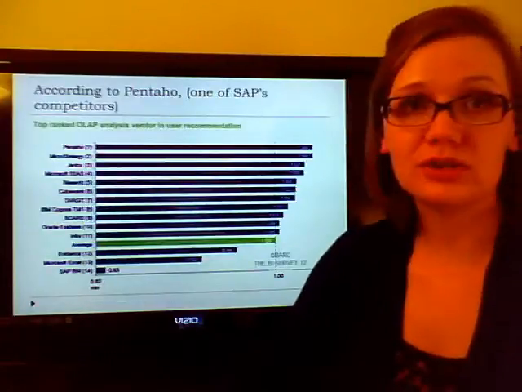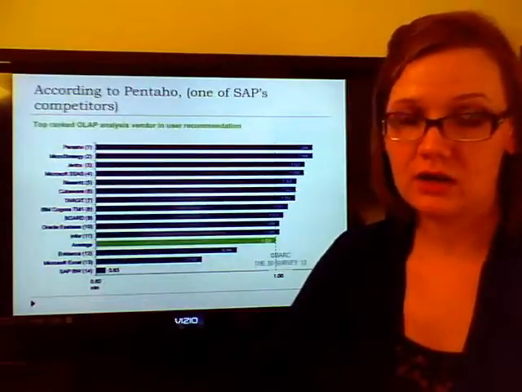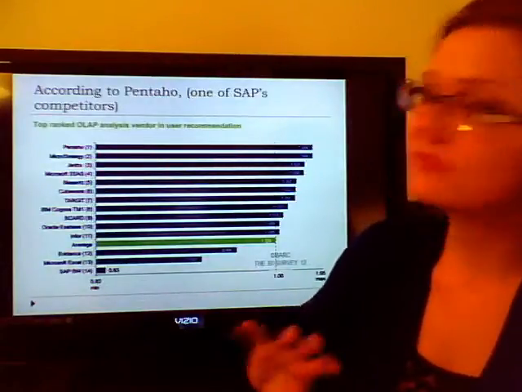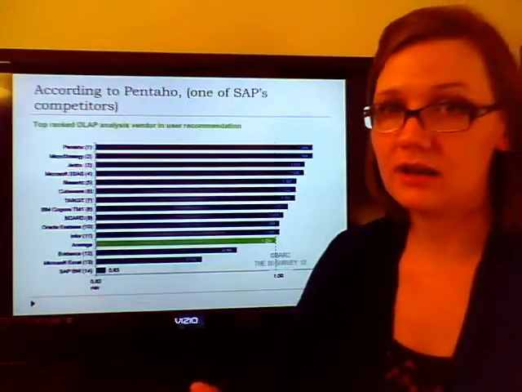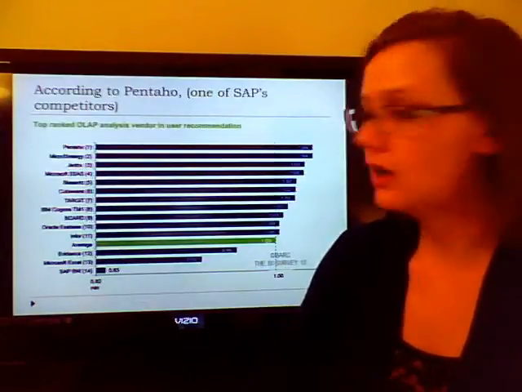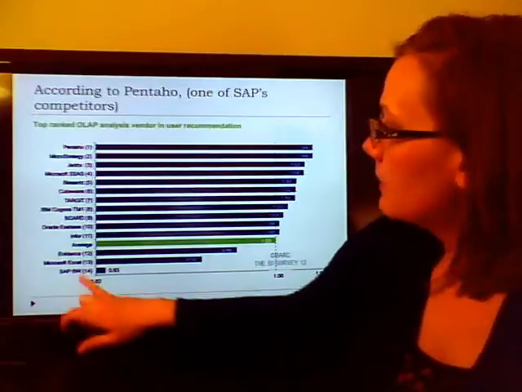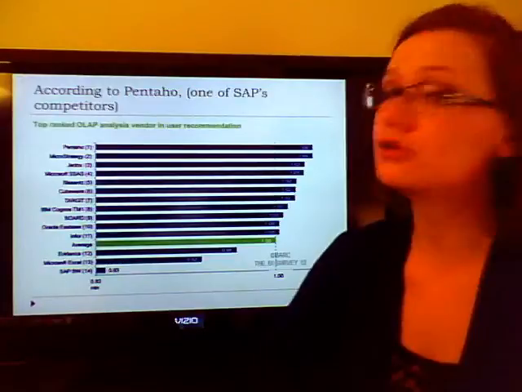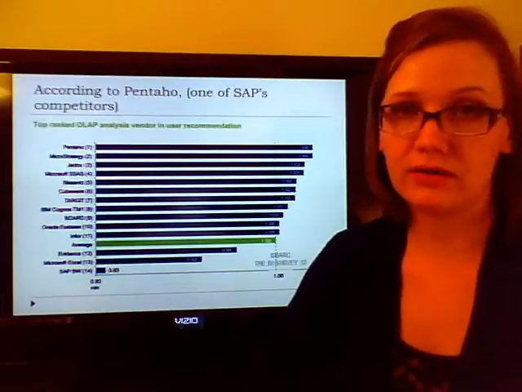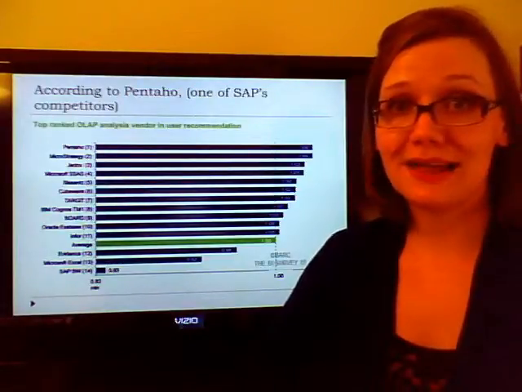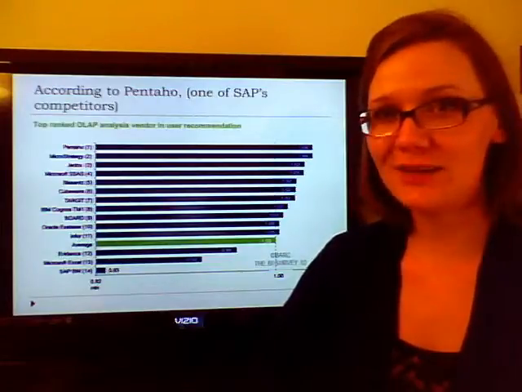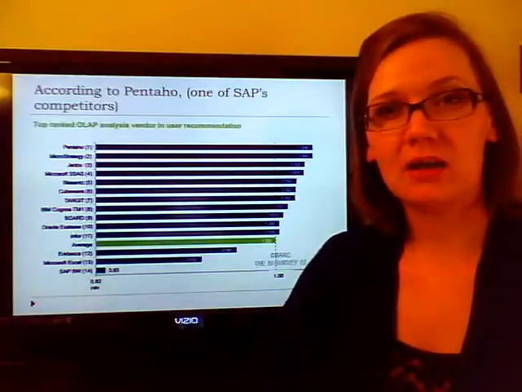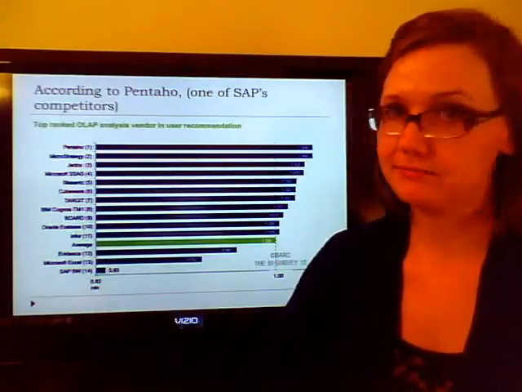So according to Pintaho, which is one of SAP's competitors, so you do have to take that into account. And this is a vendor survey based on clients and customers, supposedly. SAP is the very bottom ranking on the OLAP analysis vendor and user recommendations. So this is what I was referring to earlier. Users don't seem to like SAP very much, although it is a huge company. So it seems like the people that really do like SAP might not be as vocal as the people that don't like SAP.